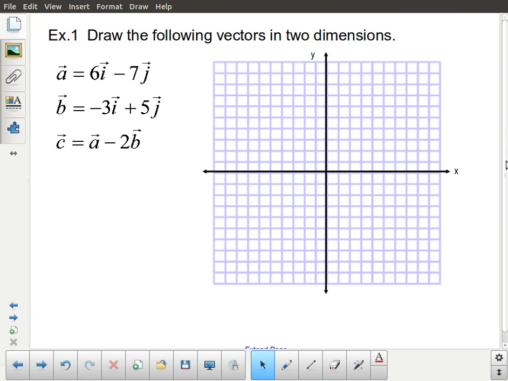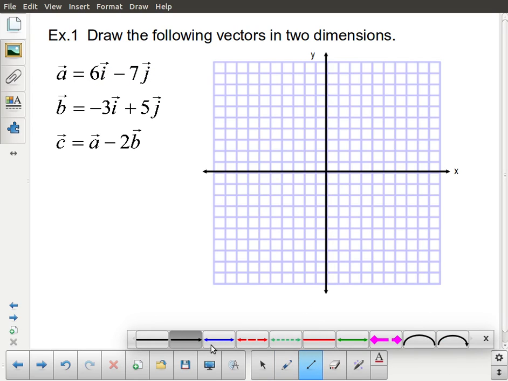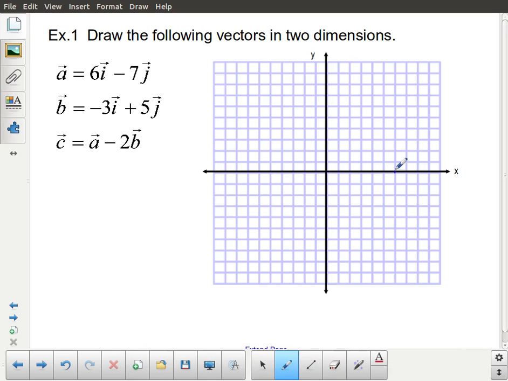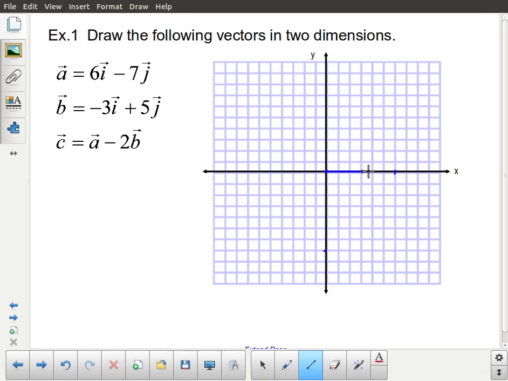Okay, so let's do a few simple exercises here. We'll start off with drawing the vector 6i minus 7j. So we're going to count out, might be easier if I just count out 1, 2, 3, 4, 5, 6, and negative 7. 1, 2, 3, 4, 5, 6, 7. And then we recognize that 6i means a vector that goes from there to there. And then 7j, or negative 7j, is going down here.